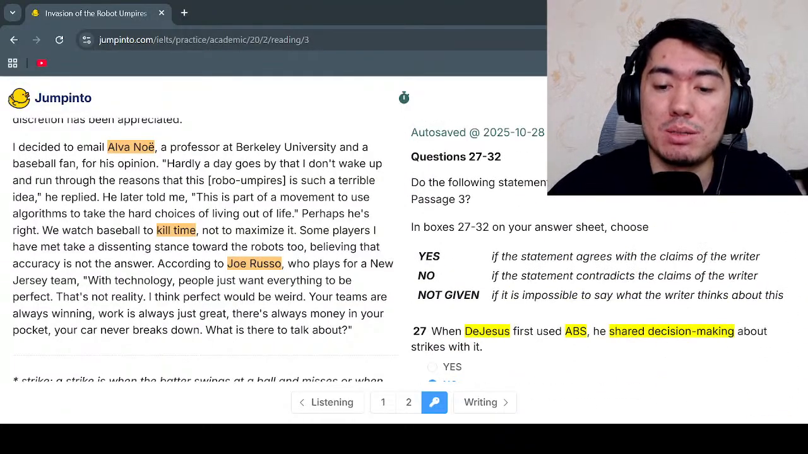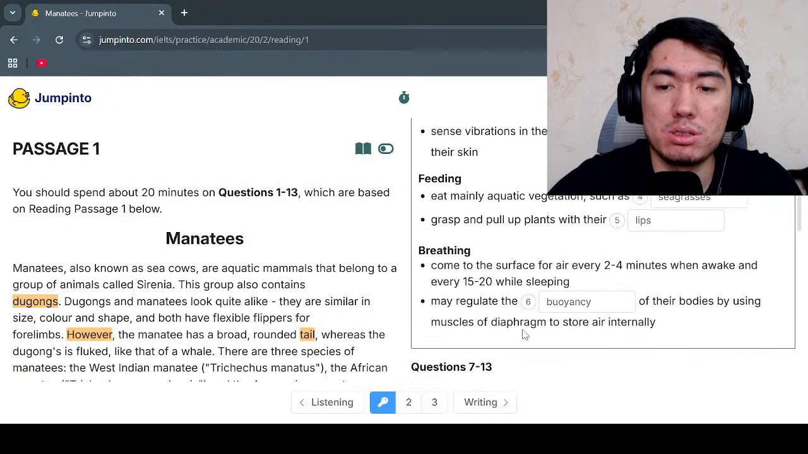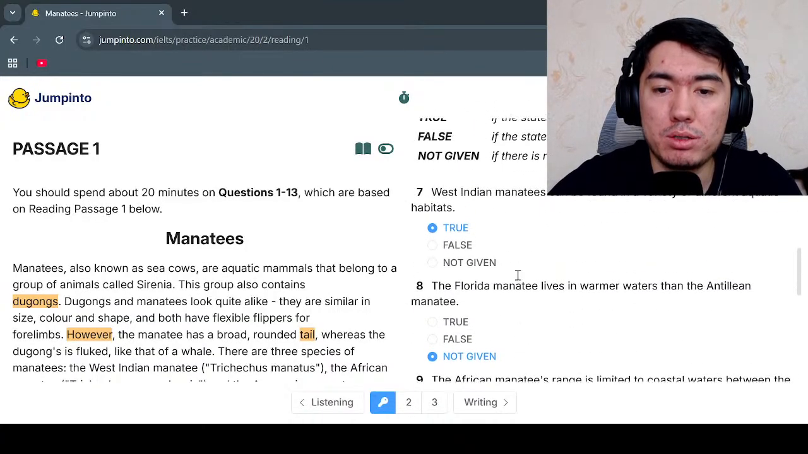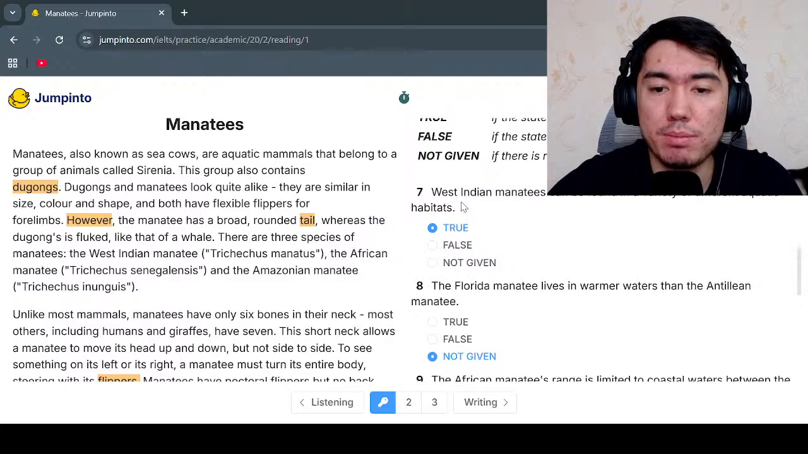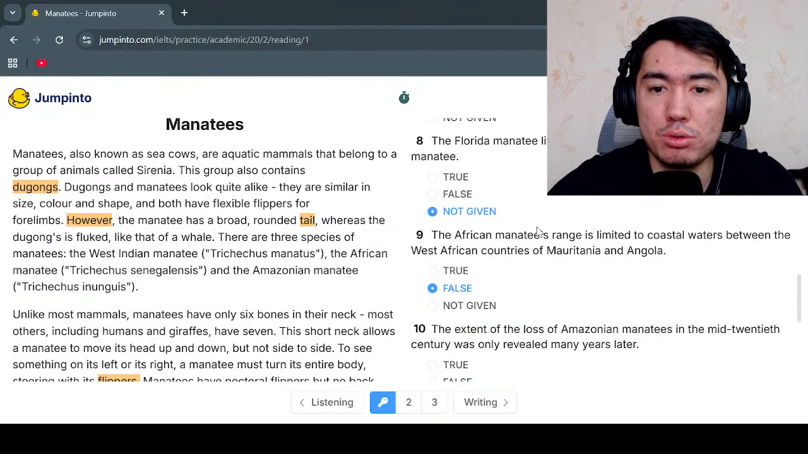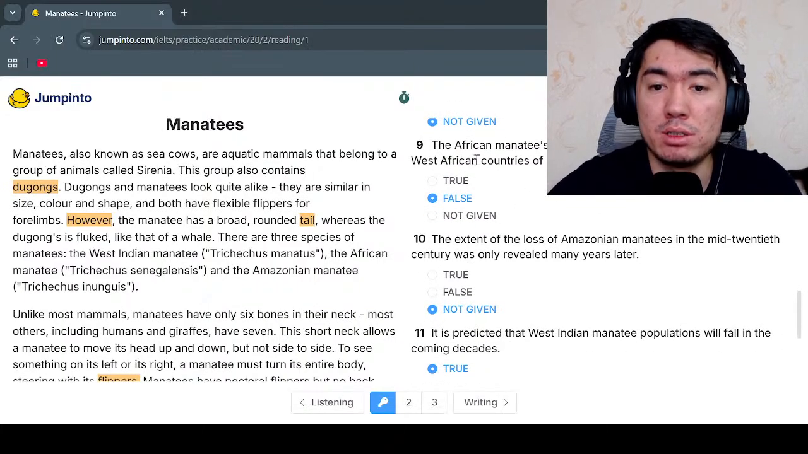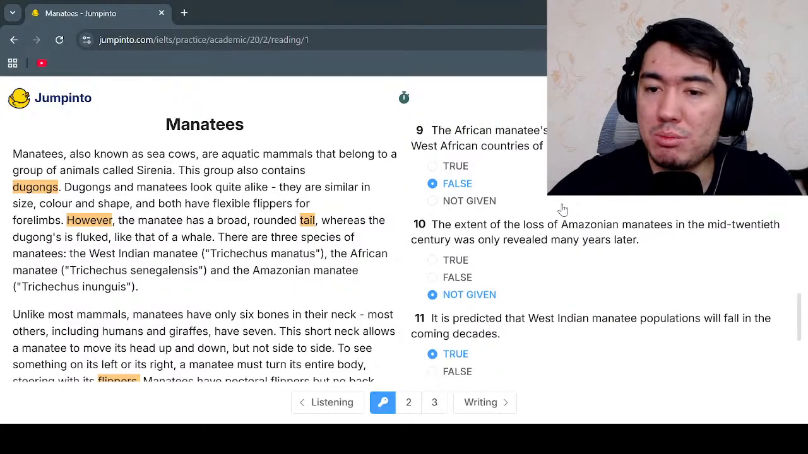So let's see how much time I have left. I have 3 minutes, solid. I'll actually return to passage 1 and look through my true, false, not given answers one more time. Can be found in a variety of different. I'm sure about that. It's true. In warmer waters, I'm sure about that as well. It's not given. Is limited. It's not limited. It's false.